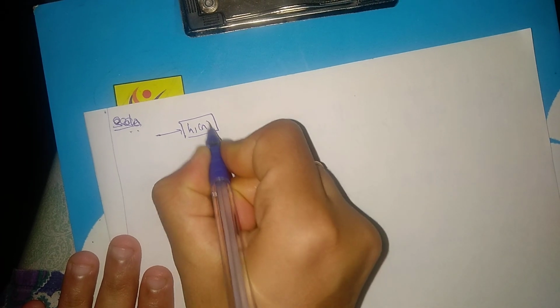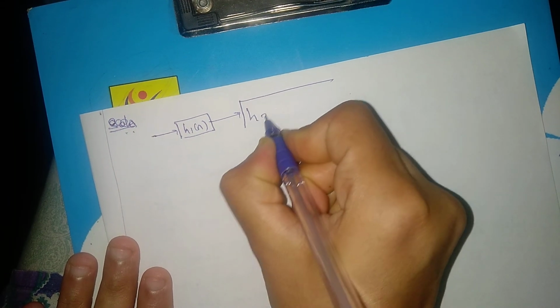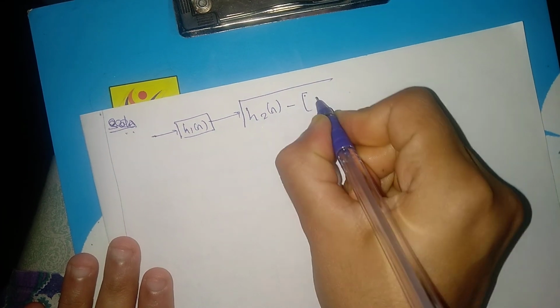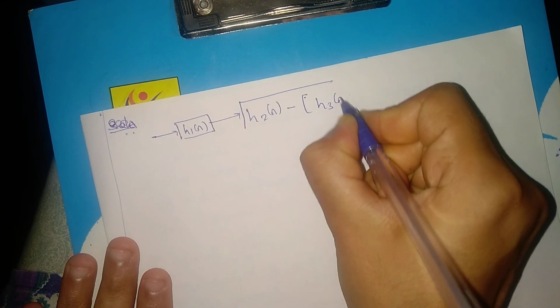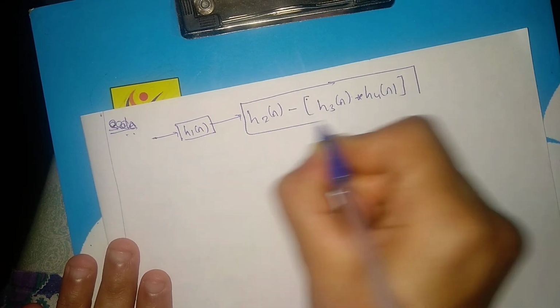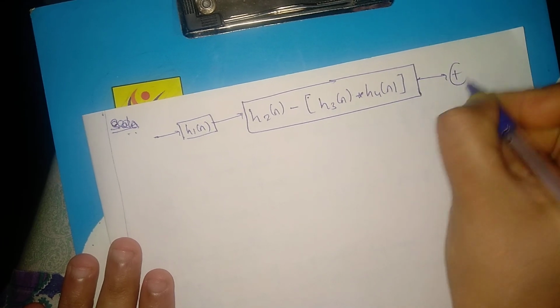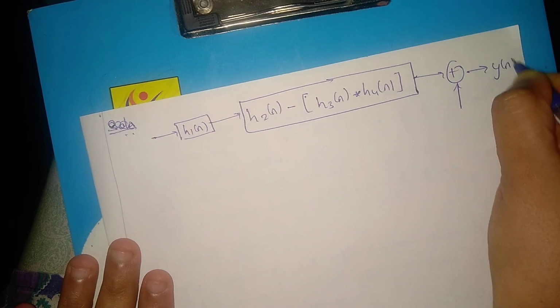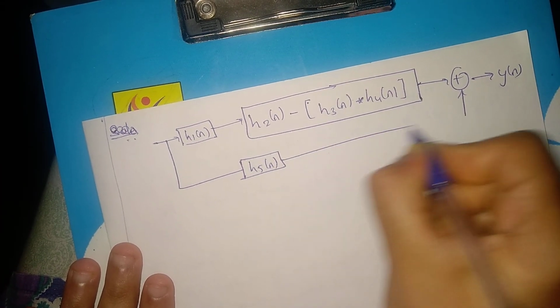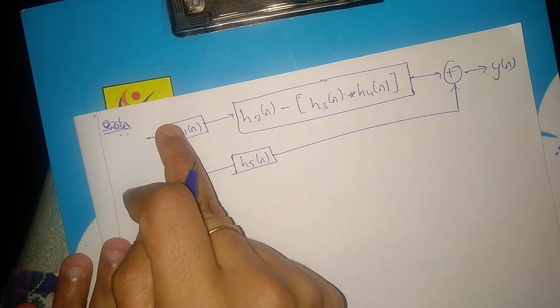So what we can write, I'm taking this h1 of n as it is, and the two parallel blocks I'm shifting into one block, that is h2 of n plus h2 of n minus h3 of n convolution h4 of n. So I am writing the whole other blocks as it is, h5 of n. Now these two systems are in series.